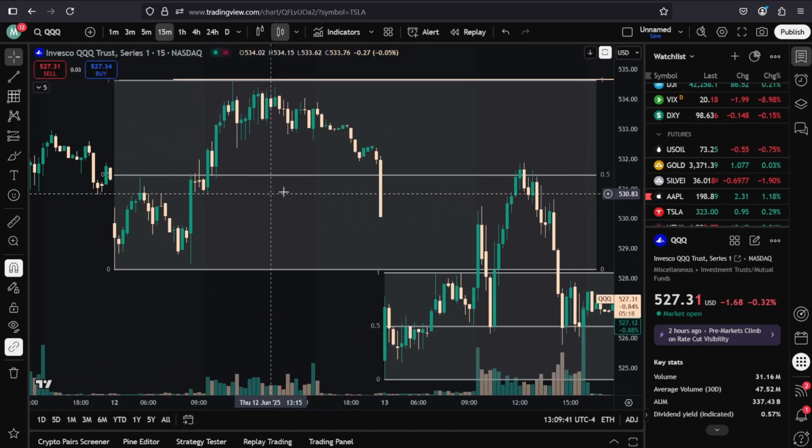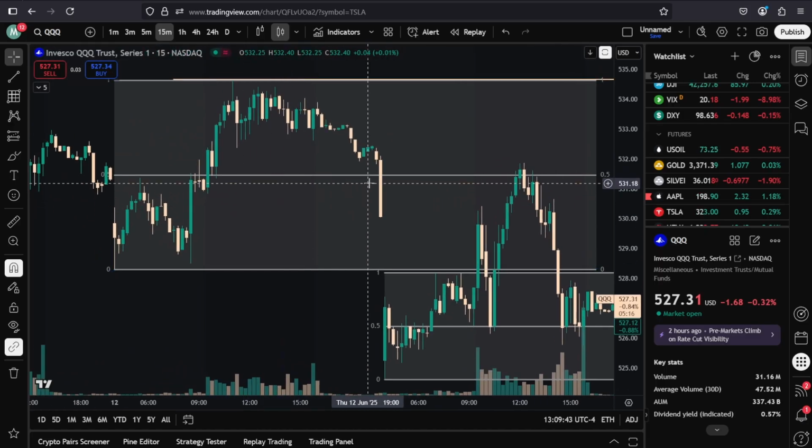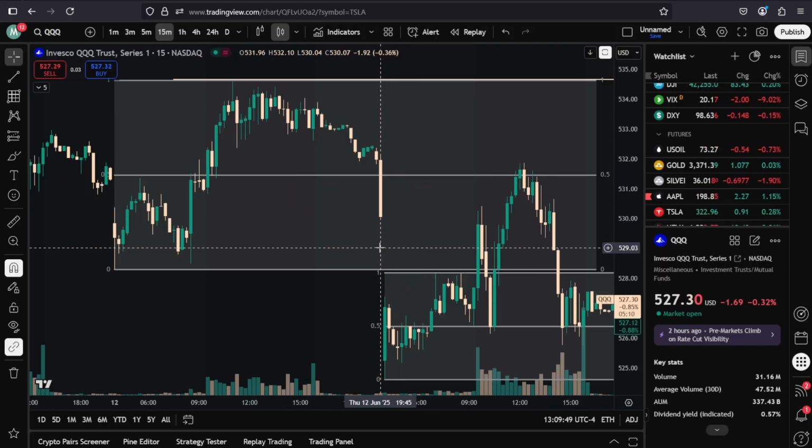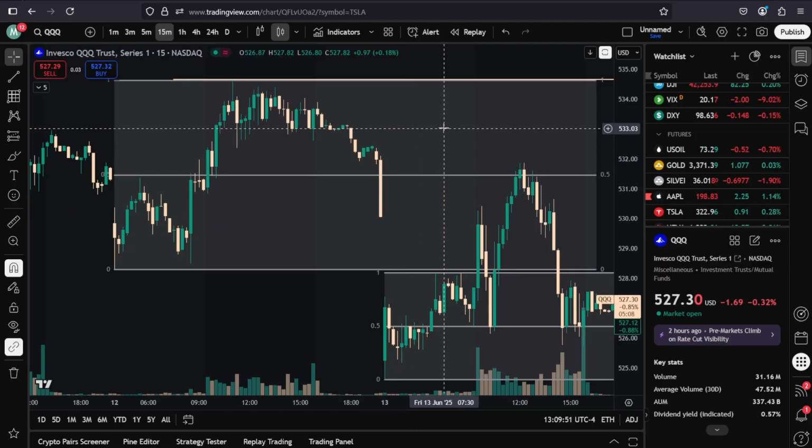This gives you your bias for the day. If we are below previous day's 50, that is a bearish bias for the day. If we are above it, that is a bullish bias for the day.